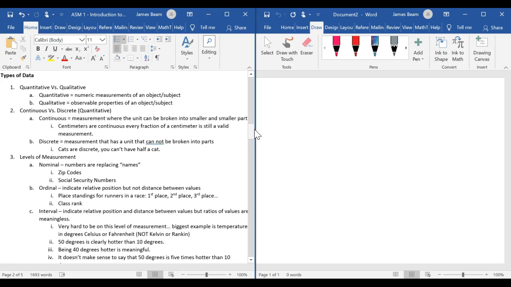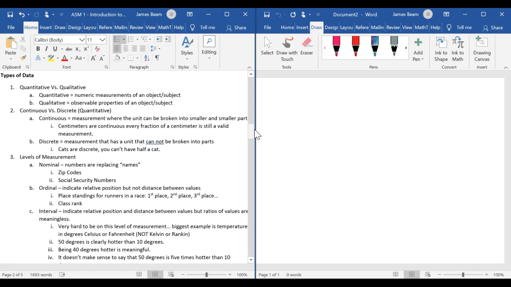Usually when we're doing quantitative, the goal is measures of center: mean, median, mode, that kind of stuff. For qualitative, we tend to talk about percentages, like the percentage of cars that are blue. And that's how we derive a quantitative value out of a qualitative situation. So just be aware: is the data quantitative or qualitative?